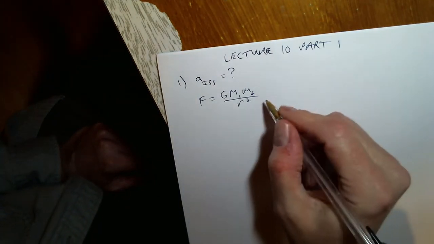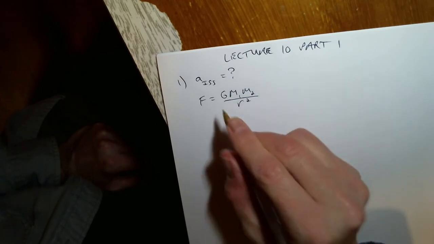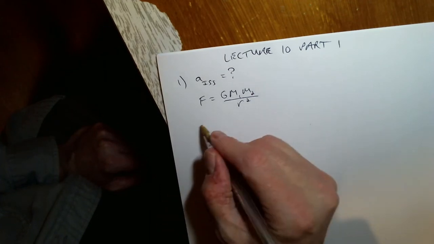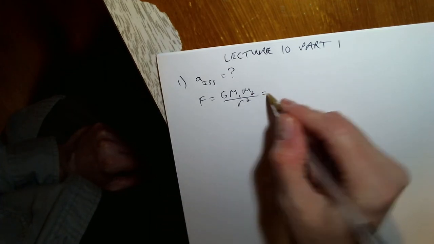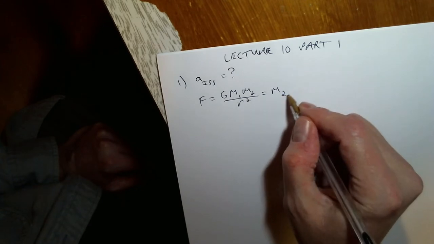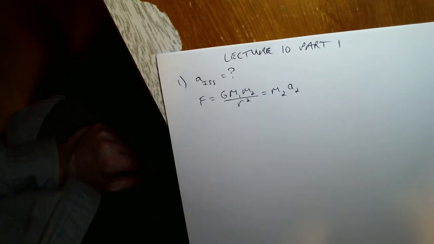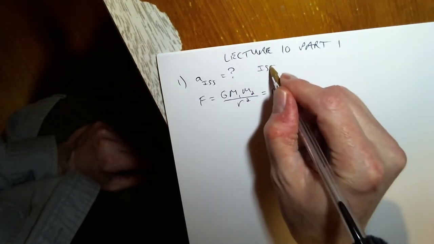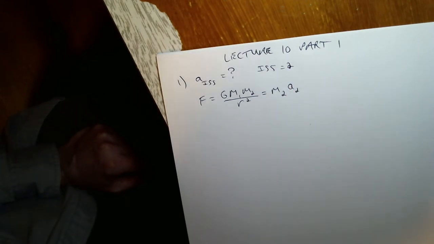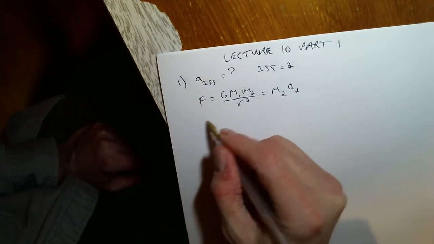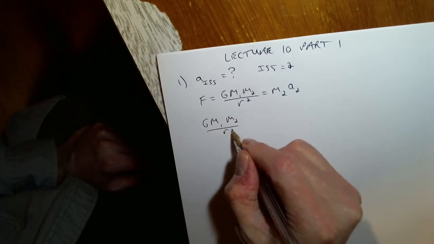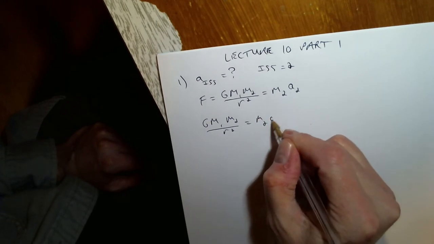In this case, one of the masses is the mass of the Earth, the other is the International Space Station, and this is going to equal the mass of the International Space Station times the acceleration at the International Space Station. So I'll call it 2. So the ISS is object 2. And so we get that G m1 m2 over r squared is equal to m2 a2.